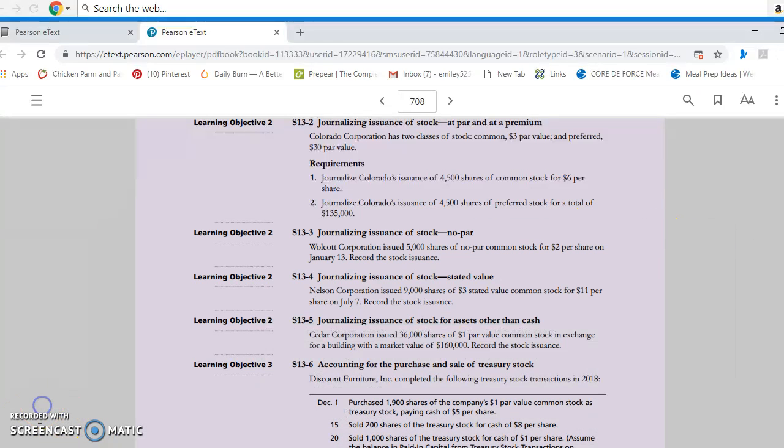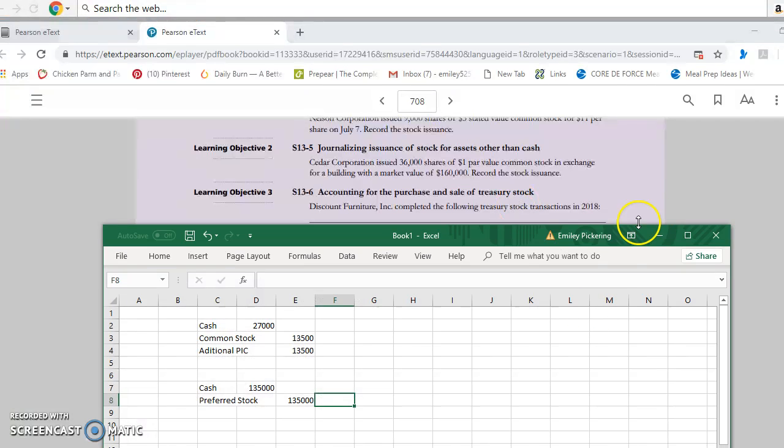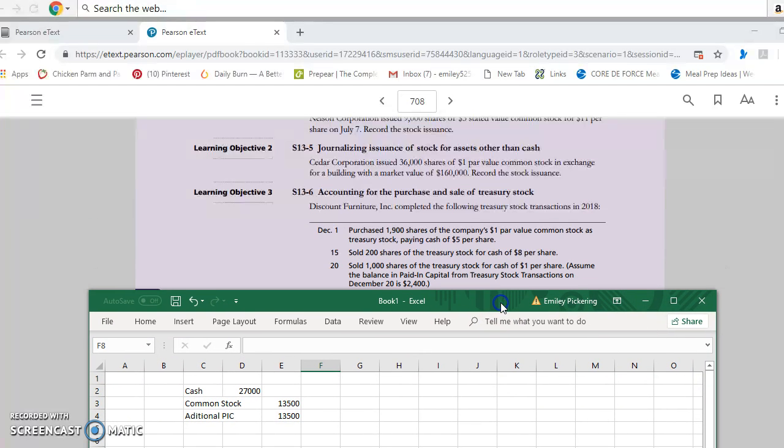So there's nothing else that we need to do in that case. Okay. The next one I want to do is some treasury stock. So in this example, on December 1st, we purchased 1,900 shares of the company's dollar par value common stock as treasury stock, paying cash of $5 per share.